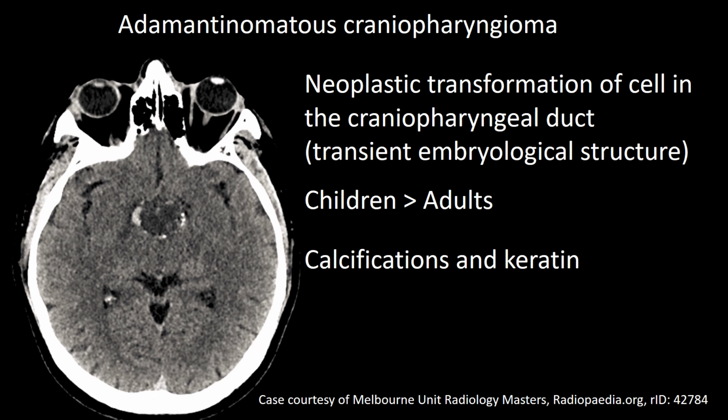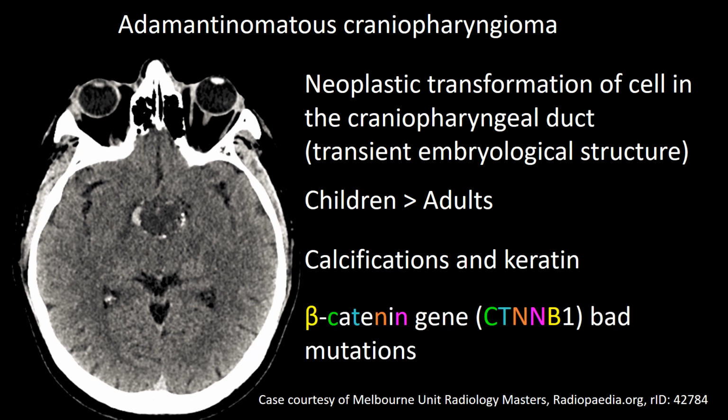The term adamantinomatous originates from a Greek word meaning hard. Hence, it is the relatively hard consistency of this tumor due to the presence of calcium and keratin that gave rise to the currently used terminology. The cells in this tumor have a mutation on the beta-catenin gene.